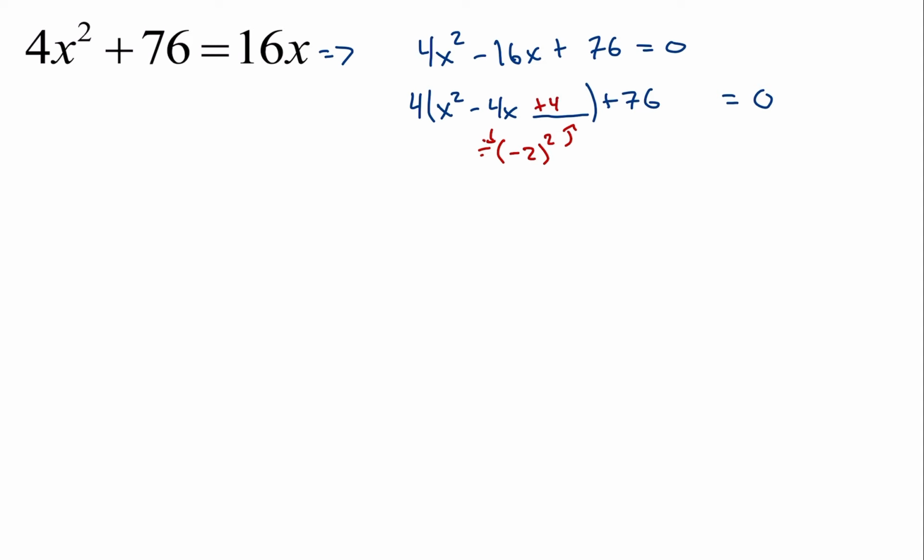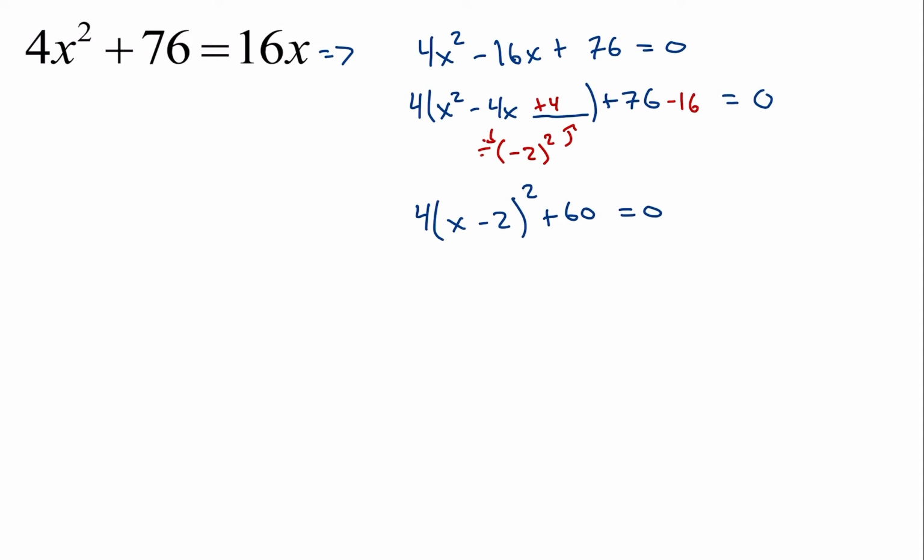But remember, since I'm adding a number here, I also have to subtract it out here. But technically, I'm not just adding 4 here. I'm adding 4 times 4. So I'm adding in 16, which means I have to take away 16 out here. Okay, so we end up with 4. Now I can shrink this down into my square. So x minus 2 squared, and then 76 minus 16 is plus 60 equals 0.